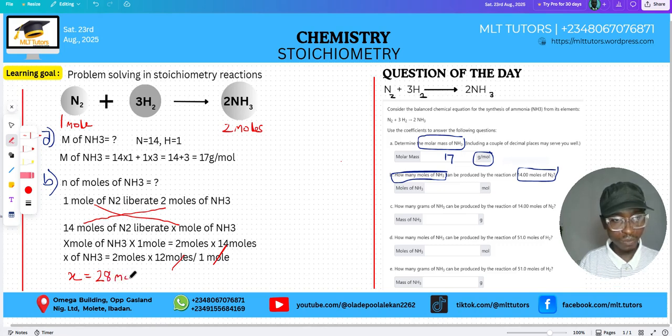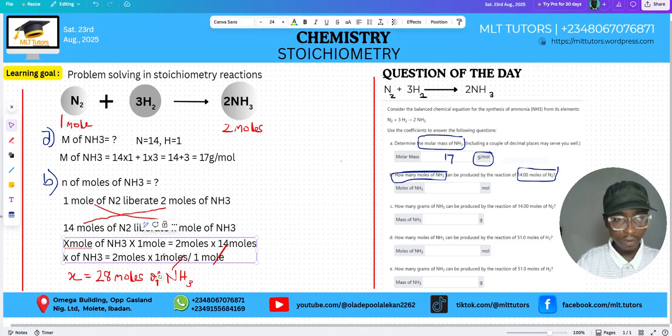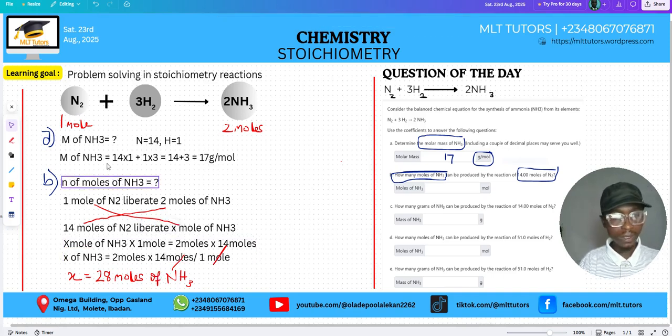Okay, there's a slight mistake. Instead of me writing 14, I wrote 12. 14 moles of nitrogen. That implies that when 14 moles of nitrogen reacted, it is going to liberate 28 moles of ammonia gas. Okay, let's correct this. It's supposed to be 14. Okay, that's correct. So now let's put down our answer for question B.